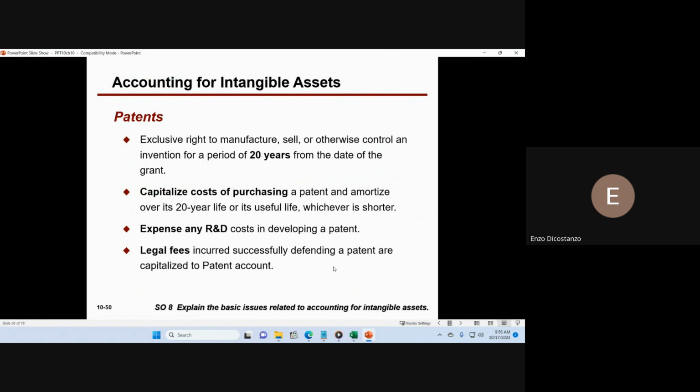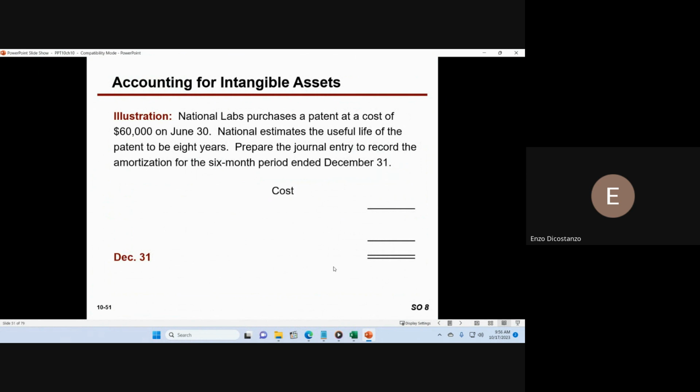Expense any R&D costs in developing a patent. Legal fees incurred successfully defending a patent are capitalized to a patent account. All right, never forget the lawyers. That's all I got to tell you. I never forget those people.